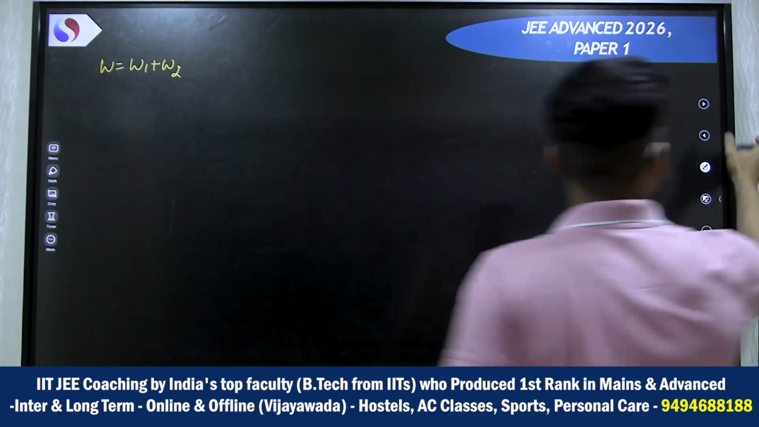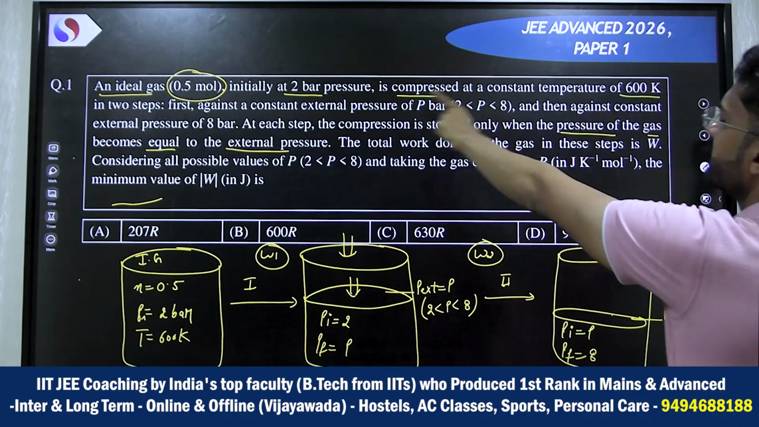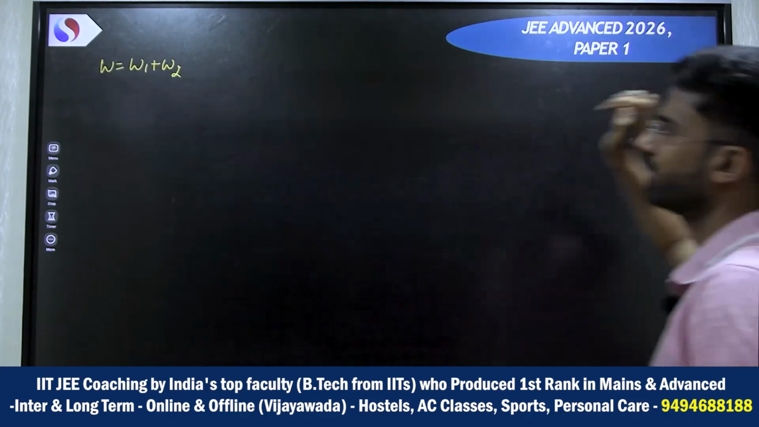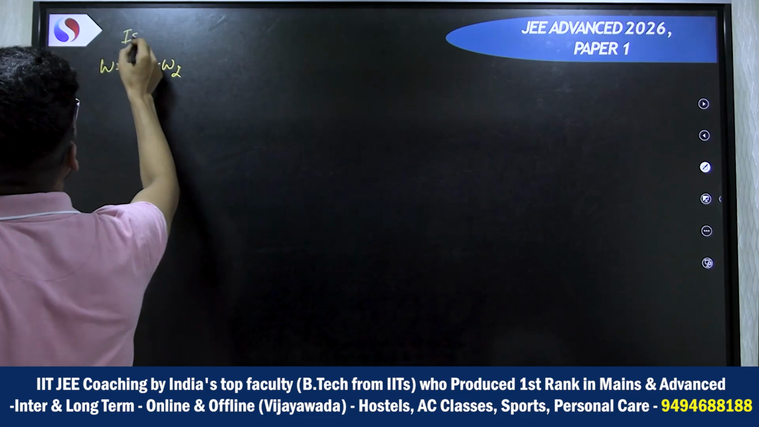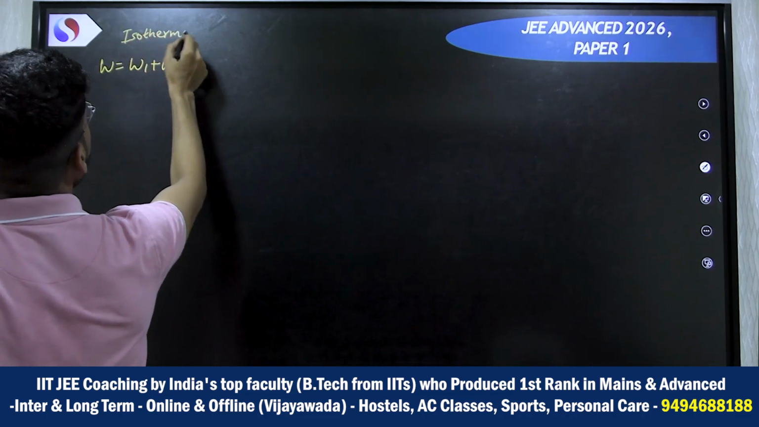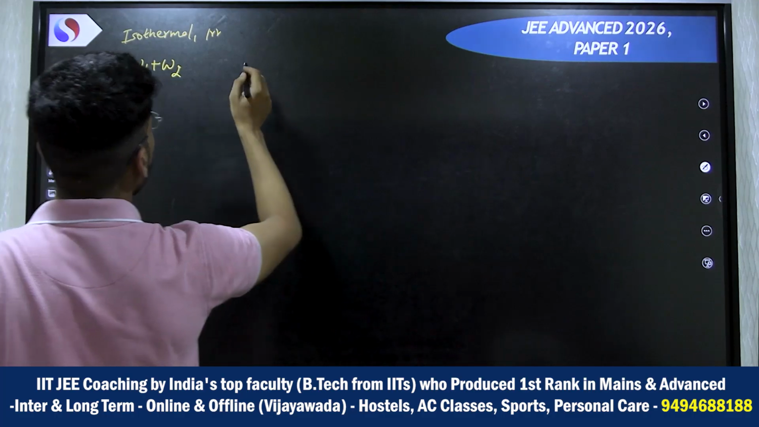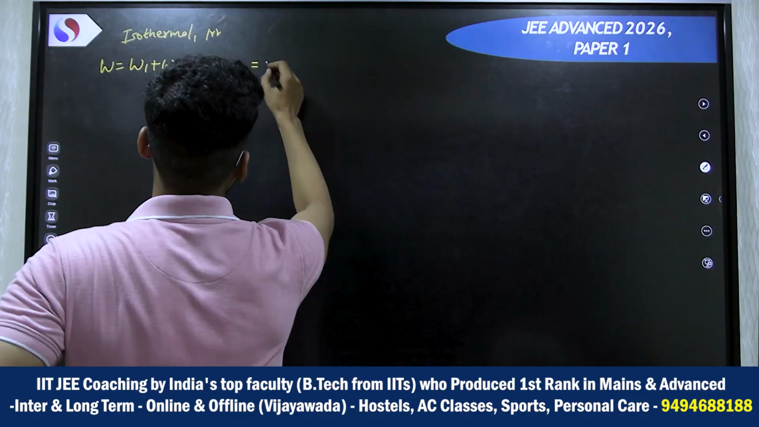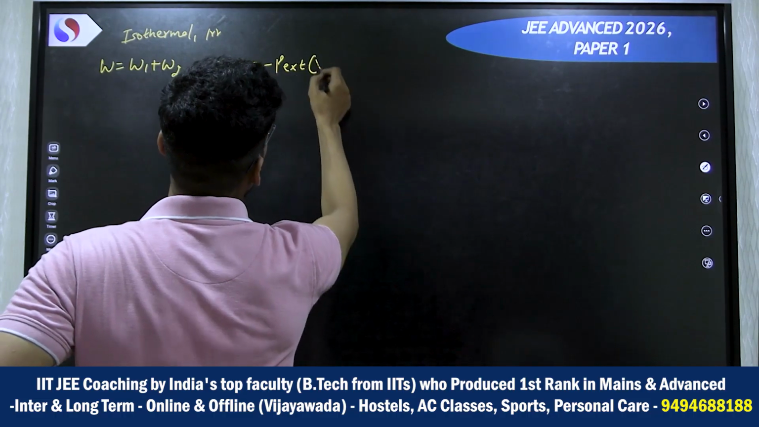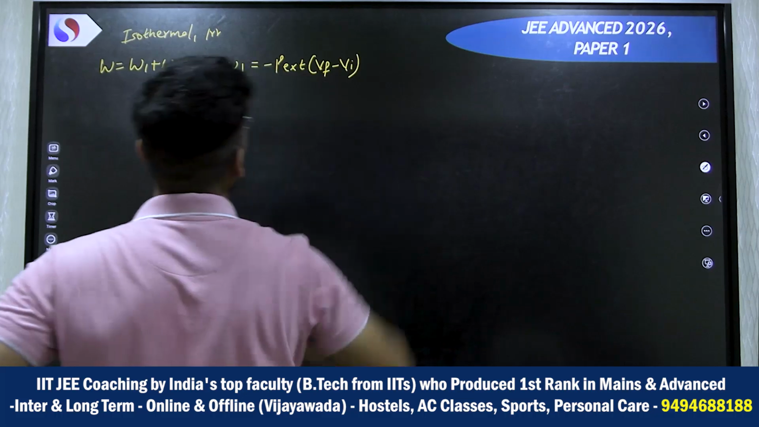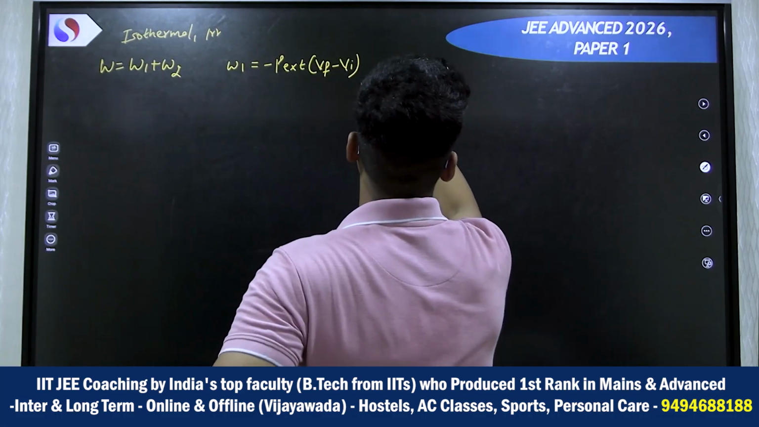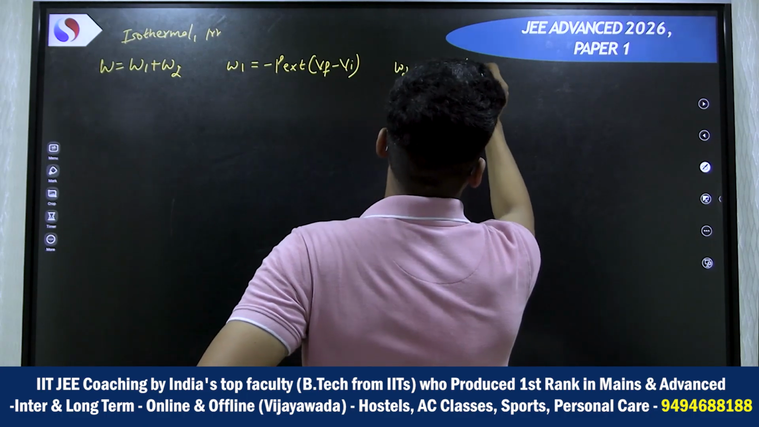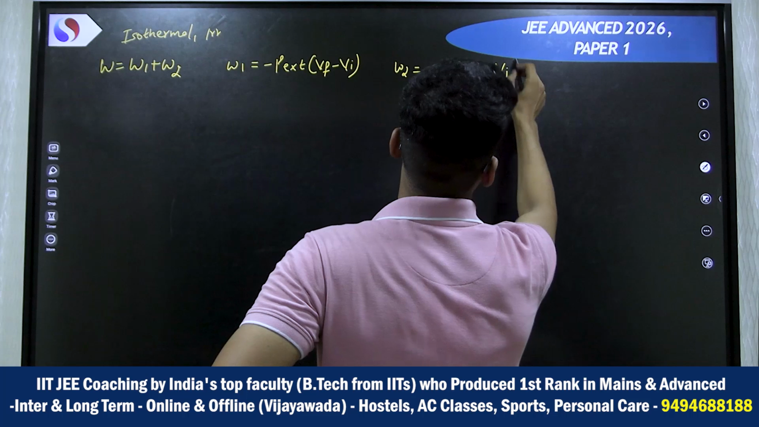And I know that this compression is carried out at constant temperature. So if it is constant temperature, this is an isothermal process, and it is irreversible, so isothermal irreversible. How to calculate work done? W1 will be equal to minus P external times V final minus V initial. Similarly, you can calculate W2. W2 will also be equal to minus P external times V final minus V initial.